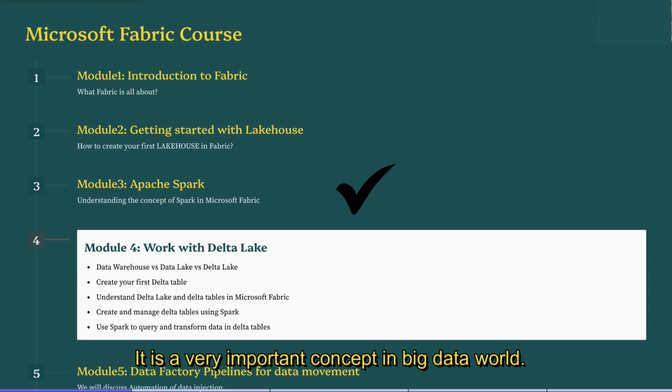It is a very important concept in the big data world. We talked about the timeline, how it started. Hadoop was the initial pillar. It started somewhere around 2004, and then Apache Spark came into the picture, and we discussed how it is so important for big data.